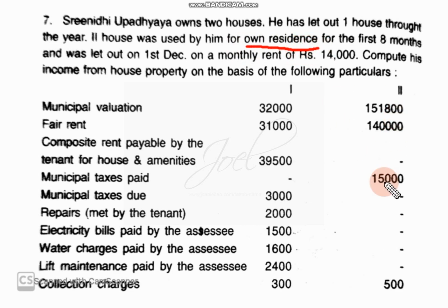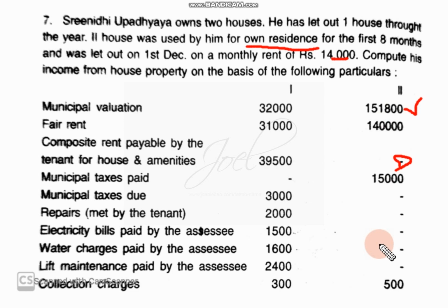Later, it is let out for 4 months. Now, you have to consider expected rent, which is 1,51,000 and 1,40,000. The highest one is 1,51,000. So expected rent is 1,51,800. Now rent received is one more thing. Rent received is not given here, but 14,000 is given. 14,000 into 4 we are supposed to do.